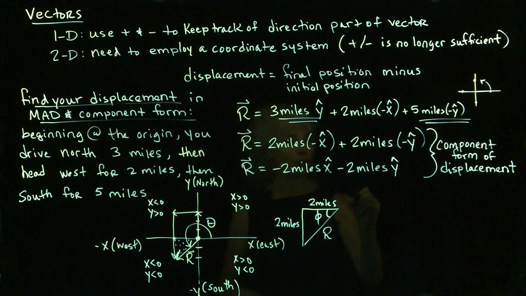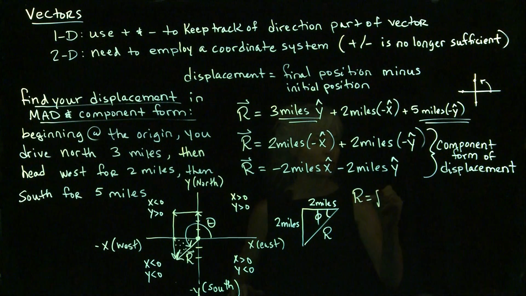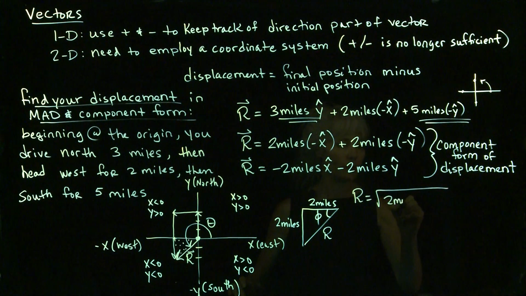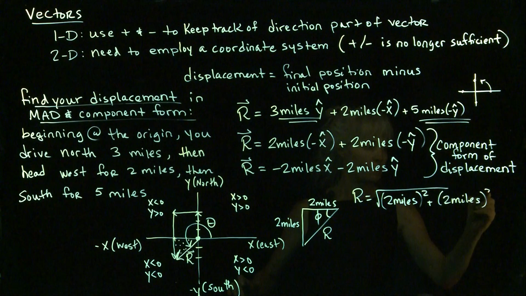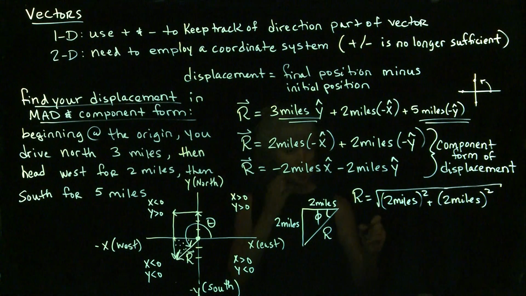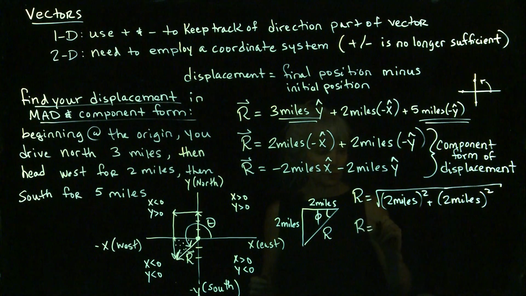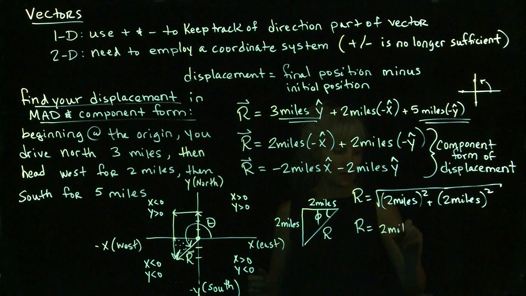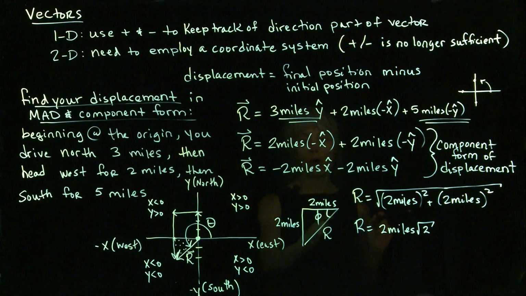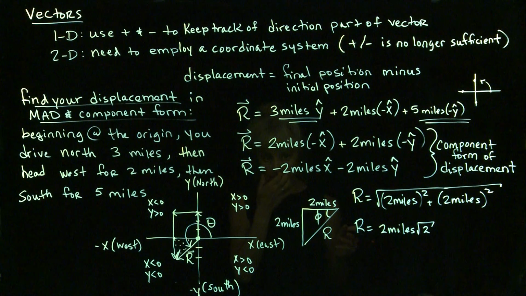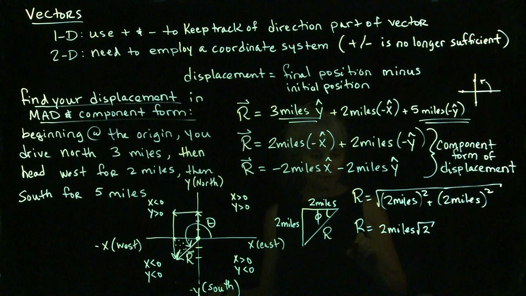So I can find the magnitude r as the square root of 2 miles squared plus 2 miles squared. And so then r is going to be equal to 2 miles times the square root of 2 in length. So that's the magnitude part of r. Now we need to find the direction part of r. So first of all, we need to find phi.